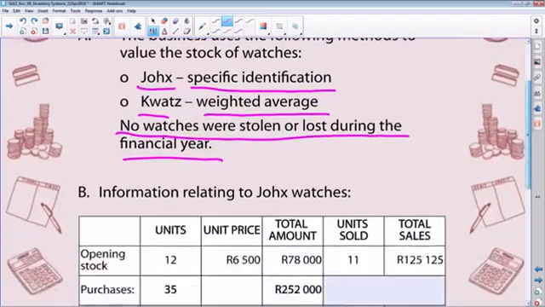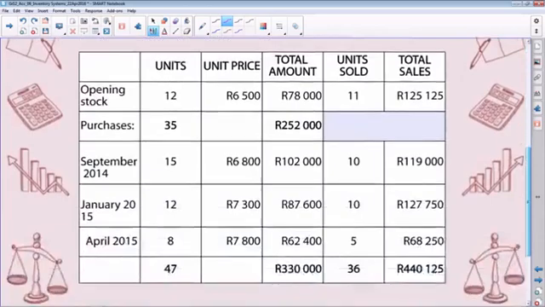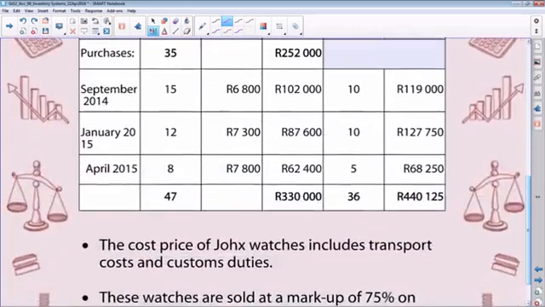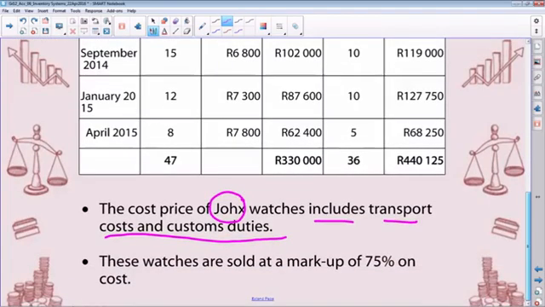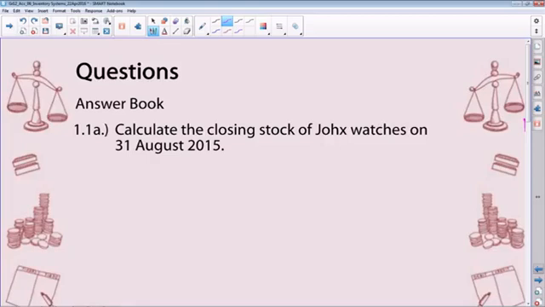Here's my information with regards to Jocks watches. We also know that the price of Jocks watches includes the transport costs and the customs duties. In other words, they are included in the cost prices, and these watches are sold at a markup of 75% per annum on cost. Okie dokes. Now, what is it that we need to calculate? We now need to calculate the value of stock of Jocks watches on the 31st of August 2015.